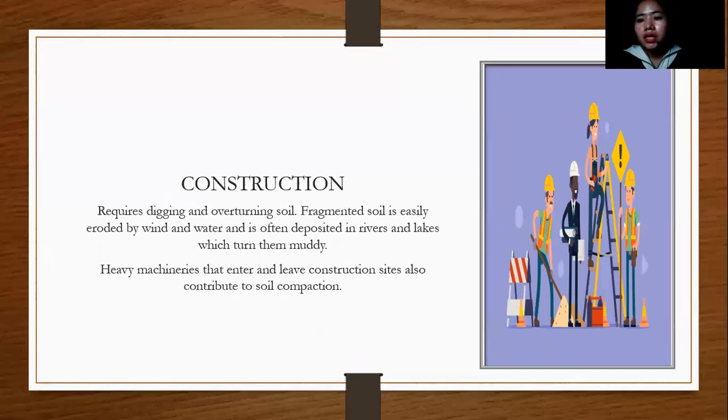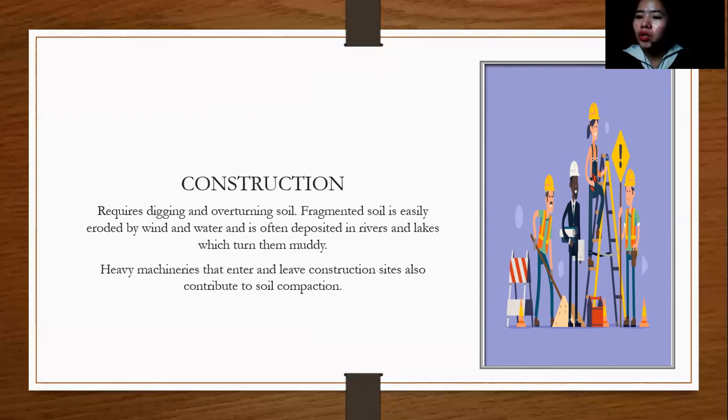Then another one is construction. So very halata nga if there is construction, it requires talaga pagbubungkal ng lupa. It requires digging and overturning the soil. So fragmented soil is easily eroded. So ma-erode by wind and water and is often deposited in rivers and lakes which turn them into mud.